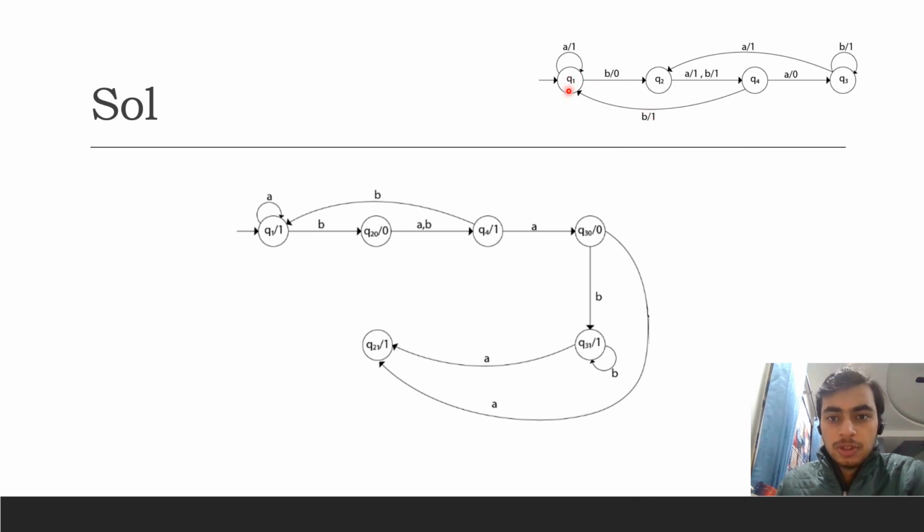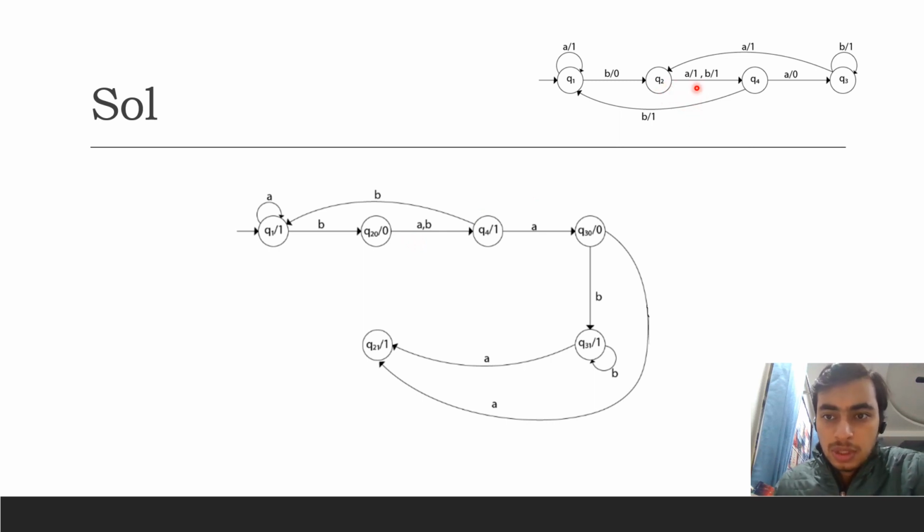So let's start with the Q1 state. When Q1 takes A as an input string, it gives us 1 as the output. So when A is the input string, 1 is the output. We can write it here. When Q1 is given B string as input, 0 is the output and it goes to Q2 state. So we go to Q2 and we write output as 0. Now we will see on the next states why we have written the Q2 node here.